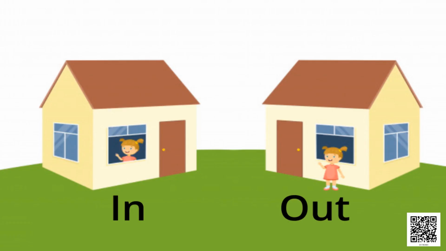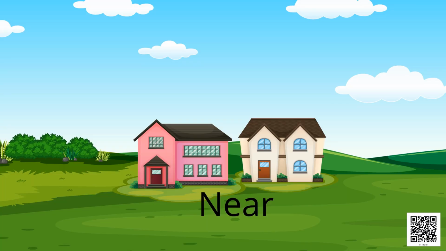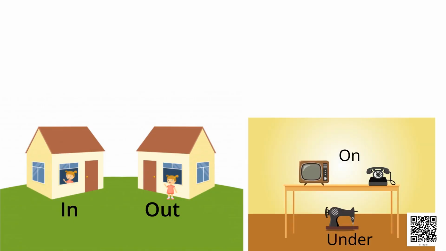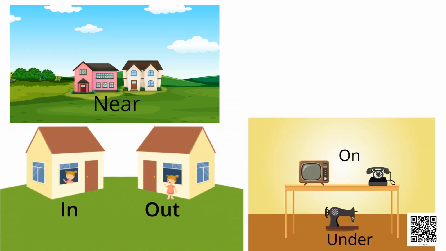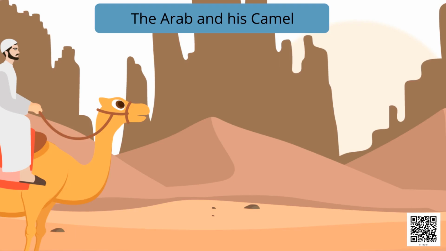You go in and out of your home. You place the thing placed on the table or above or under it. Some of your friends' houses are either near or far from your house. So children, just now we talked of different places in our sentences like in and out, on and under, near or far. So why not I tell you an interesting story?